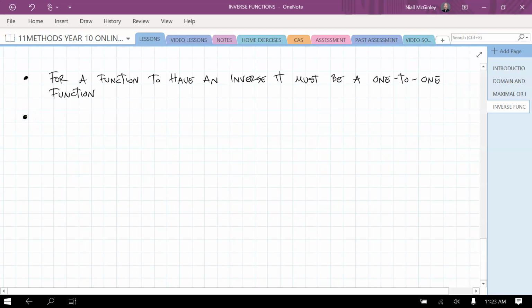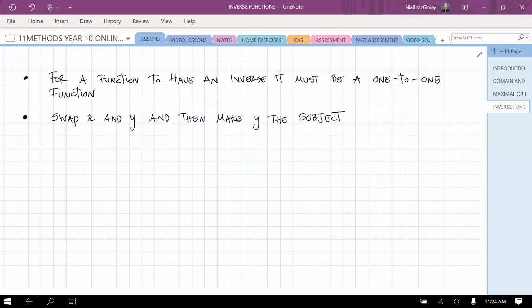The second piece is how to actually work out the inverse. What we're going to do is swap x and y, interchange x and y, and then make y the subject. By make y the subject, I mean that you're going to rearrange it so that y equals, and then it'll be in terms of x. Now, the definition of an inverse is a reverse process operation. So the way that we get that is we swap the x and the y.